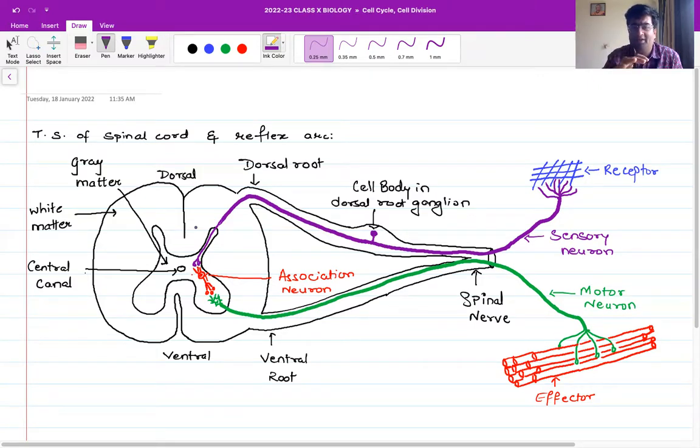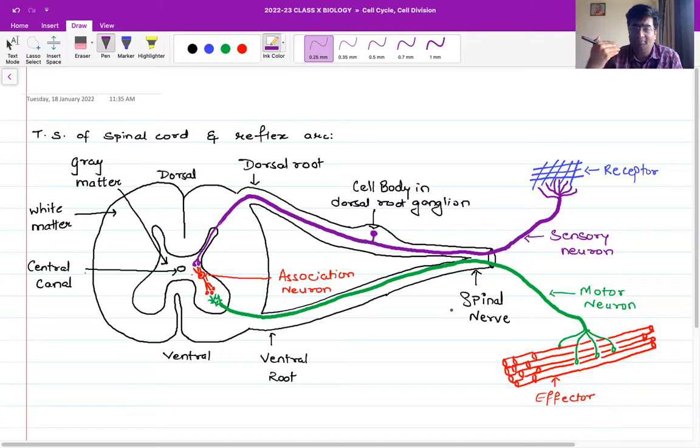The gray matter is roughly in the form of an H-shaped structure. And in the center of the gray matter, you see a small central canal, which is in continuity with the ventricles of the brain. And the central canal is also filled with the cerebrospinal fluid. Now, as you can see here, the spinal nerve has two branches, the dorsal root and the ventral root. The two roots fuse together to form the spinal nerve.